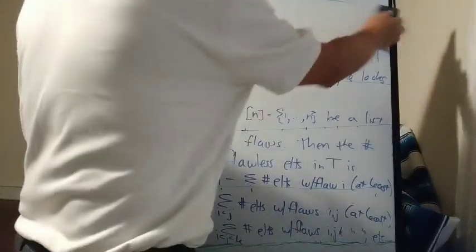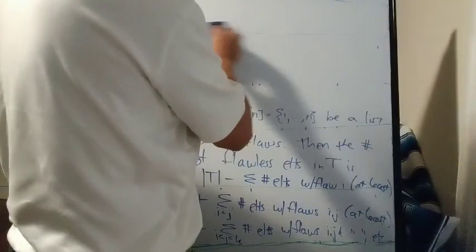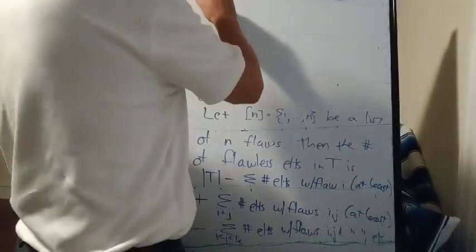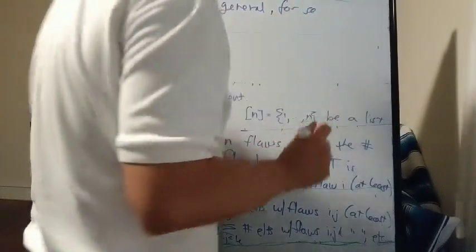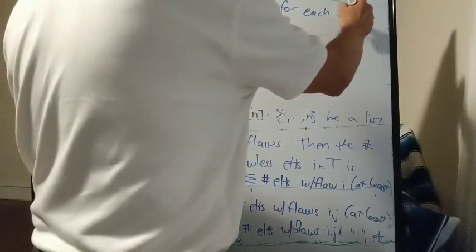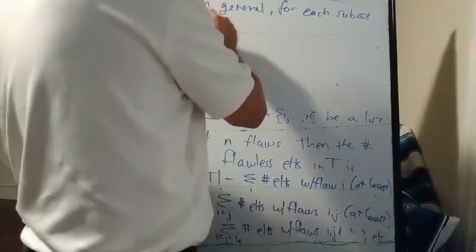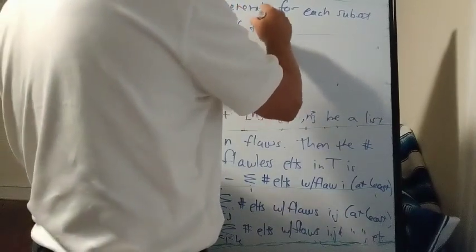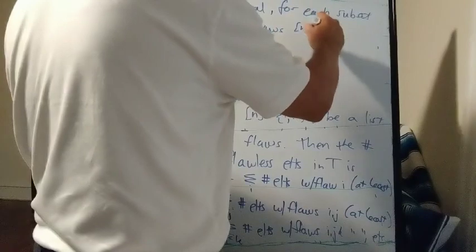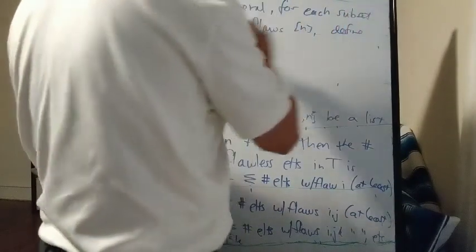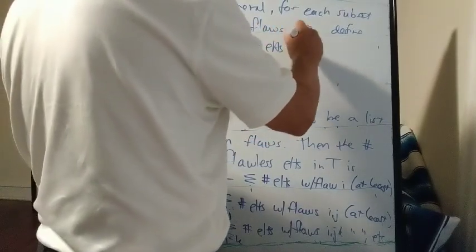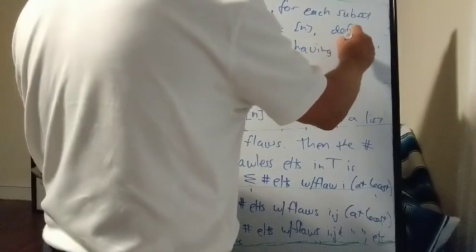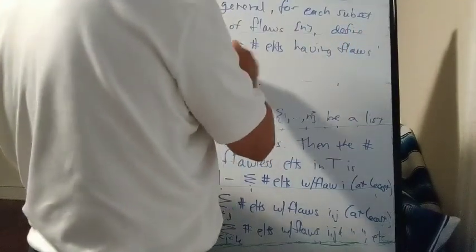So in general, for each subset S of flaws, let's define B of S to be the number of elements having flaws S at least.